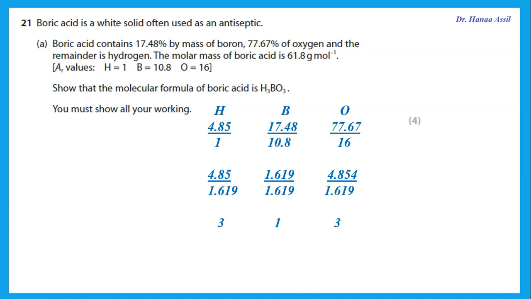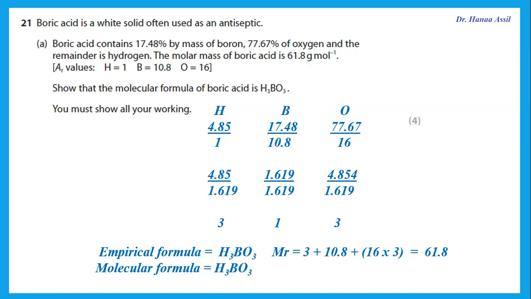This gives a ratio of 3 to 1 to H. That is H3BO3. Now, we're looking for molecular formula. What we get from here is the empirical formula, but that is the same. We calculate the MR of that. That is the same as the molar mass of boric acid. So the empirical formula is the same as the molecular formula.